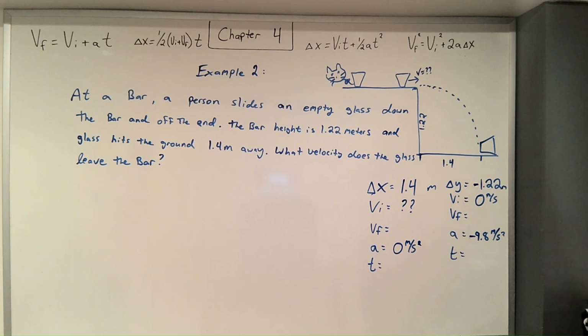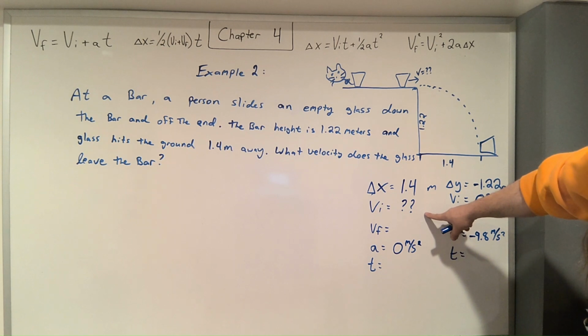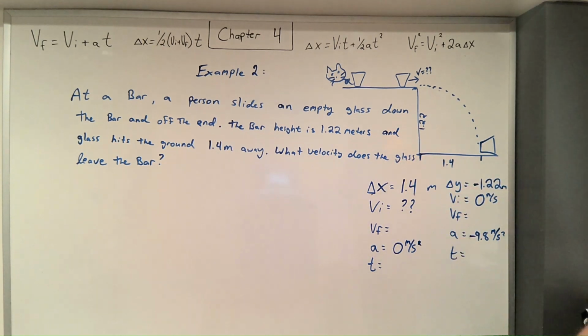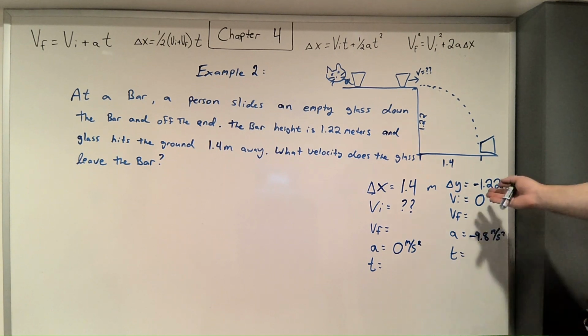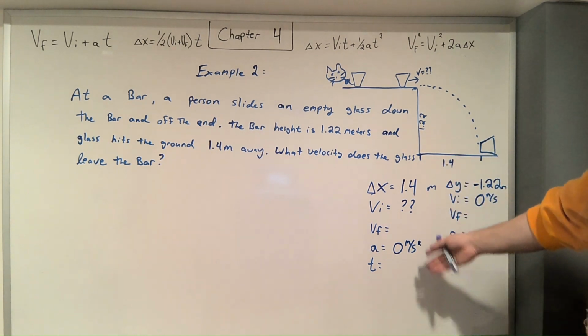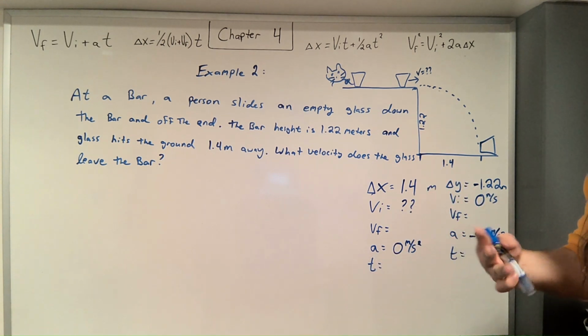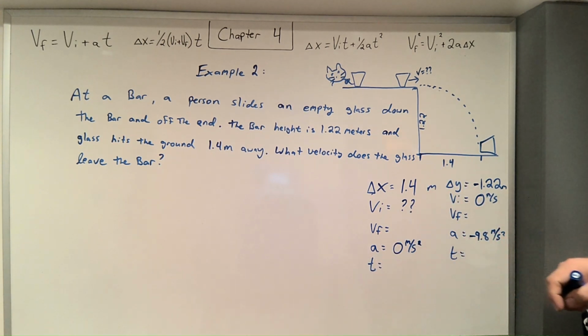Okay, so not a whole lot here is given. This is what I want to find out, right? The initial velocity in the x direction will be the total initial velocity at which it left the bar. But I can't do anything in the x because I only have 2 bits of info and I need 3 bits of information in order to solve this problem.